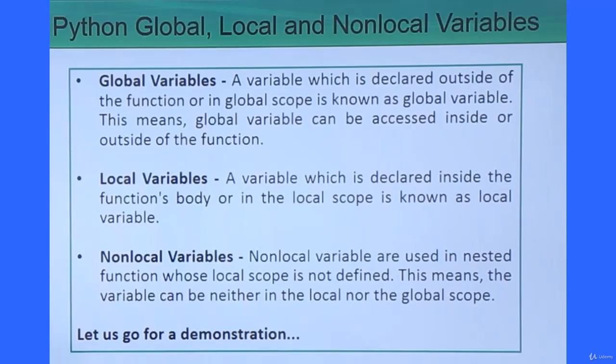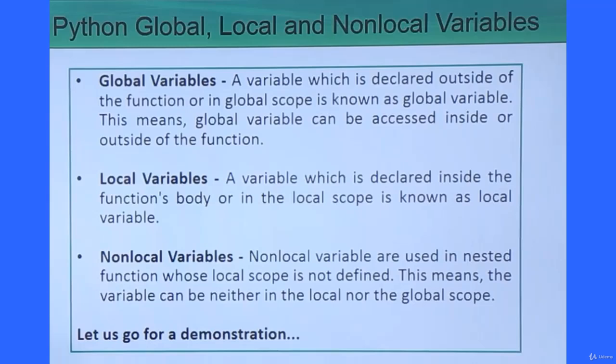A variable which is declared outside of the function or in global scope is known as the global variable. This means that the global variable can be accessed inside or outside of the function. So that very variable can be accessed within the function or from outside of the function because it is under the global scope.